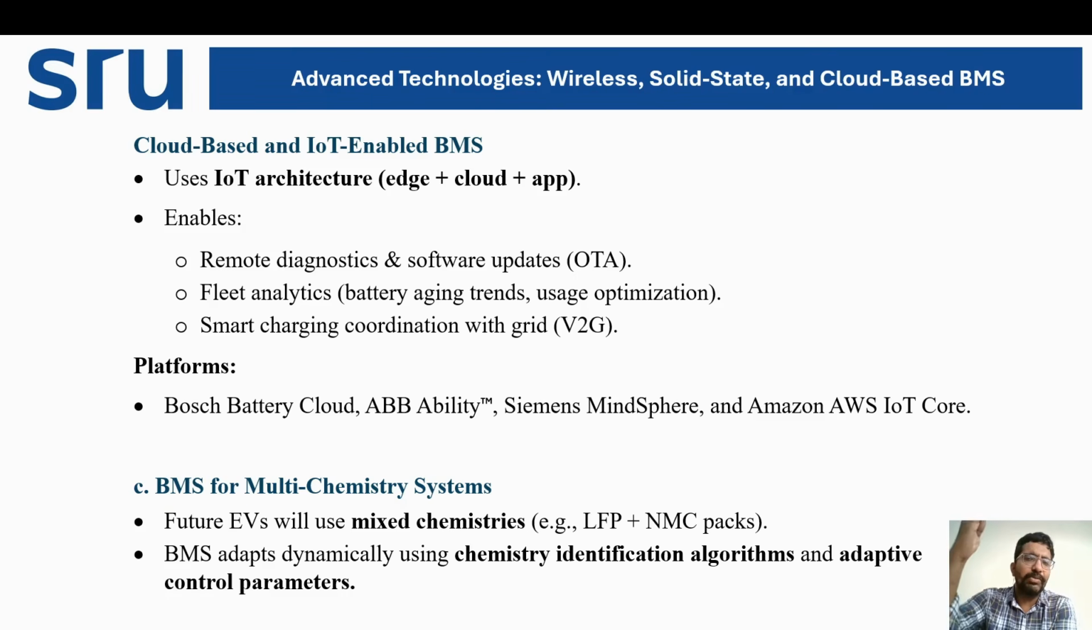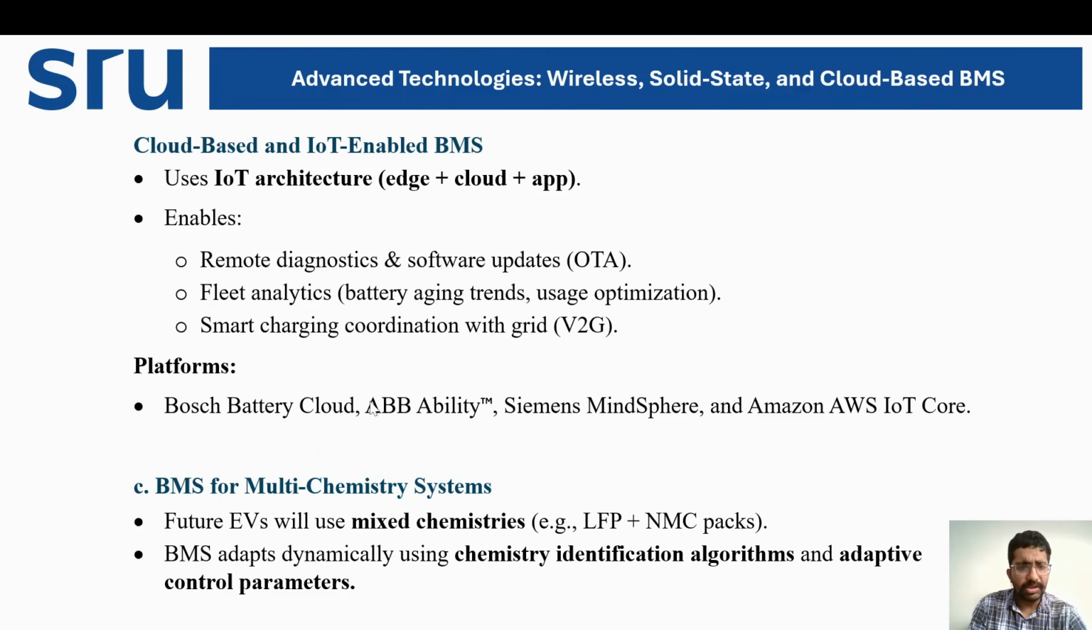Above the cloud computing or the DBMS level, the database management level, we have the application layer. We are able to receive the data analytics as a processed outcome, in the form of bar charts, pie charts and all. So decision making is easier. We are able to monitor through the applications. So remote diagnostics and over-the-air software updates are there. Fleet analytics and battery aging trends we are able to receive. Usage optimization is there, and smart charging coordination with the grid is possible.